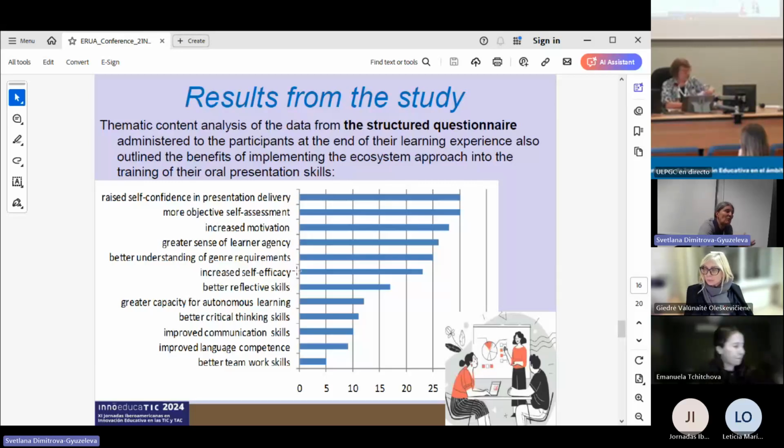But that was based both on the theory of what the ecological approach would lead to, and the structure of our own case study. I hope I managed to.